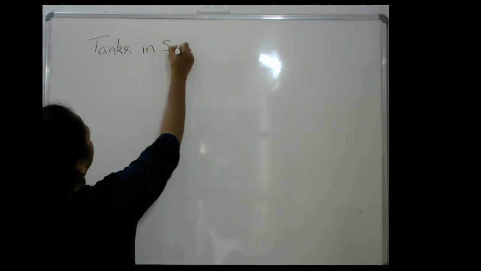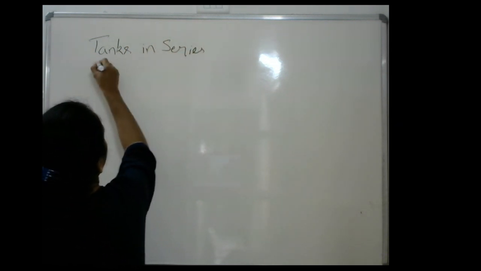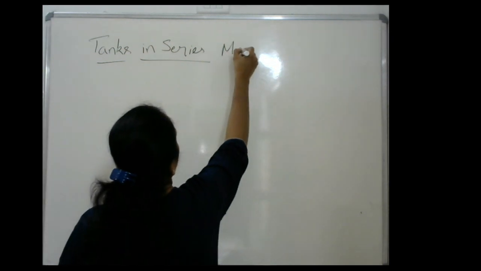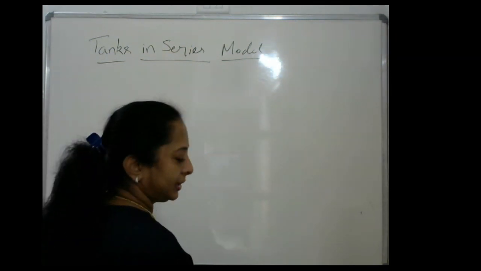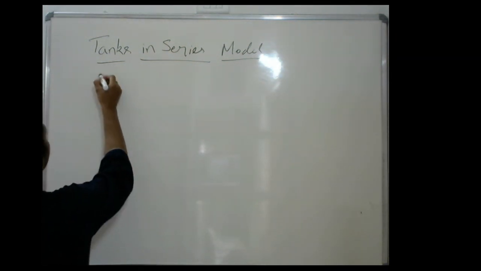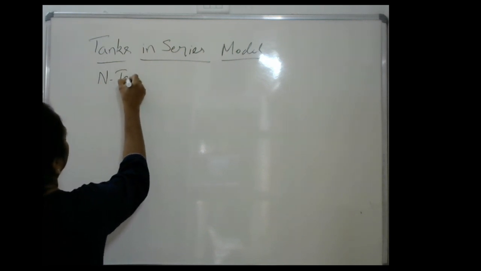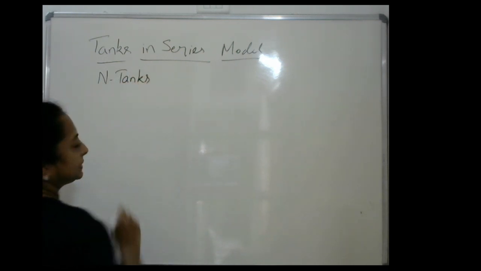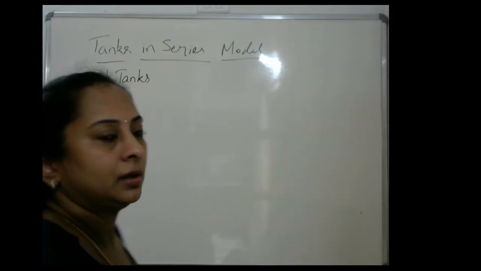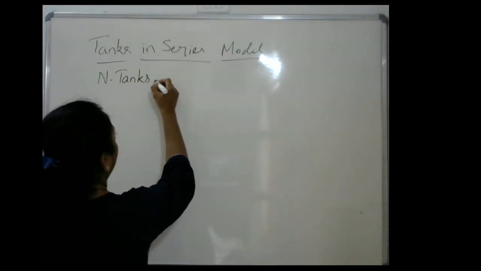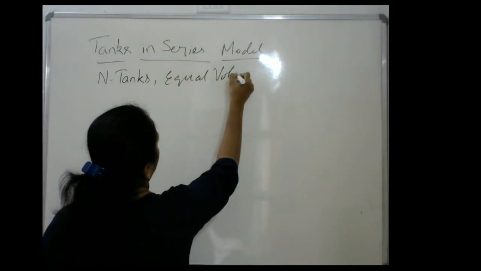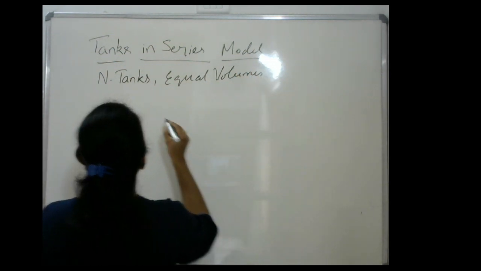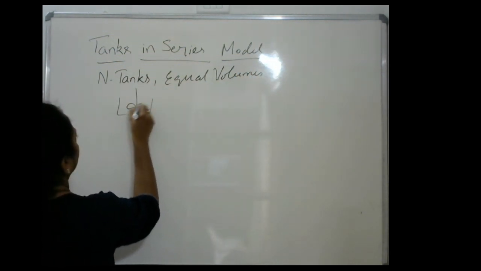Tanks in series model. Okay. So let me consider here n tanks, n tanks of equal volume in series. I'll just draw the n tanks with equal volumes. Equal volume. So let me draw them.